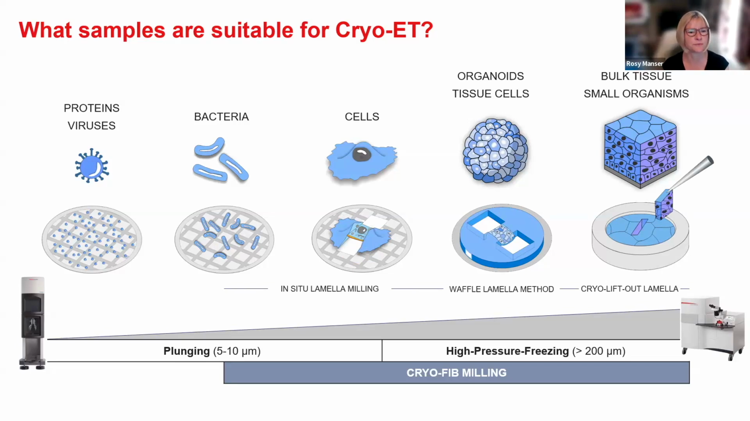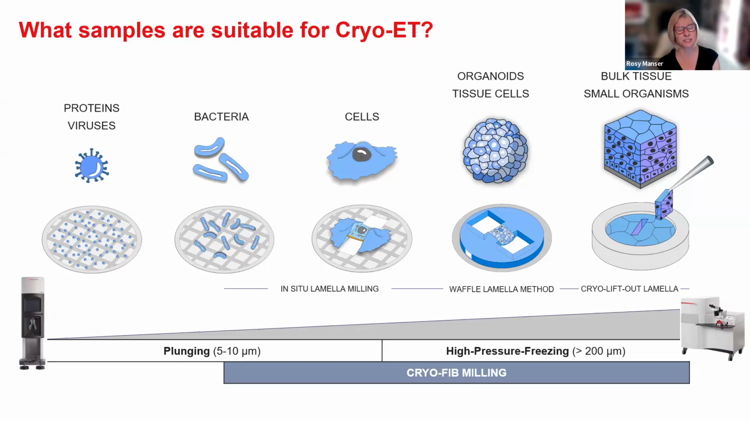So to be able to generate a specimen that's suitable for tomography, it needs to be thin. It needs to be ideally within this 100 to 300 nanometer size. And if your sample is much thicker than that, you need to be able to generate that. That's that lamella, we call it. And that is done using a cryo-fib milling system. So you mill either side of your specimen to generate your lamella.